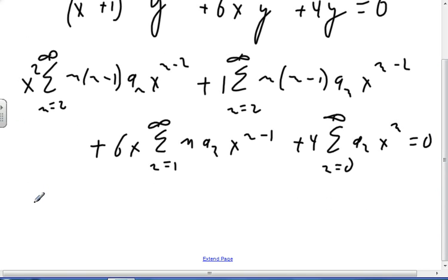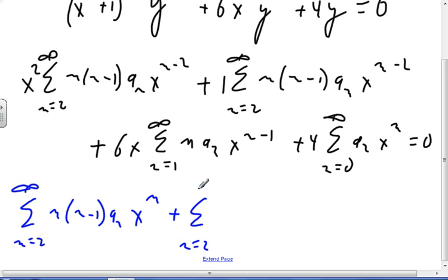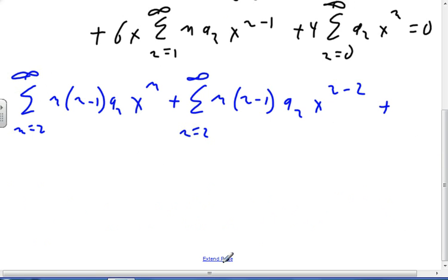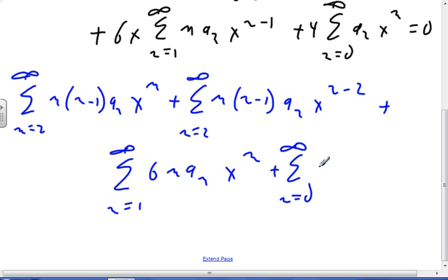I'm going to bring the stuff inside. Summation 2 to infinity n minus 1 an x to the n plus summation 2 to infinity, ooh, no, not n plus 1, n minus 1 an x to the n minus 2, plus summation 1 to infinity 6n x to the n, summation 0 to infinity 4 an x to the n is equal to 0.